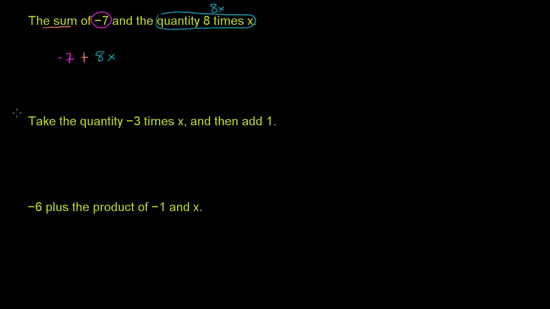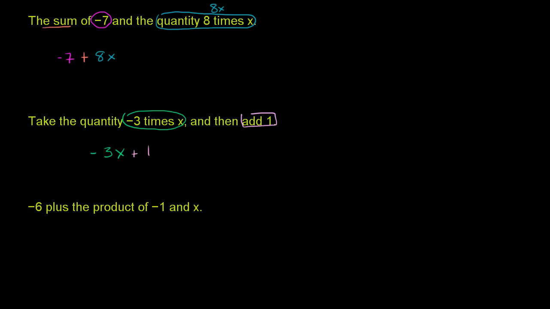Let's do the next one. Take the quantity -3 times x. So take the quantity -3 times x, and then add 1. And then add 1. So the quantity -3 times x, we can write that as -3x. And then we need to add 1 to that. So that's going to be plus 1.